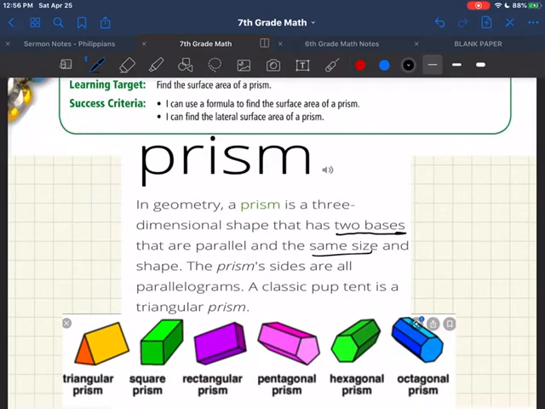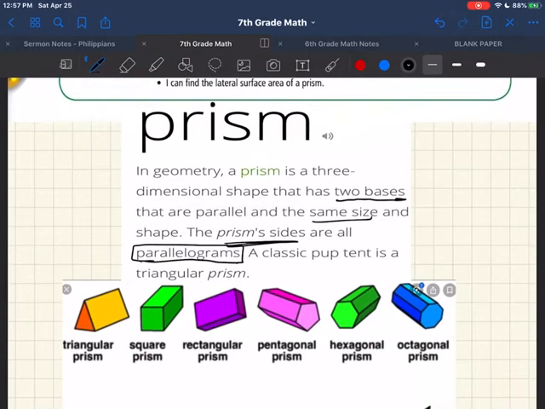The prism's sides are all parallelograms, and this is the key to what makes a prism a prism. Let's look at some of these. These parallelograms, by the way, are called the lateral faces. We'll get to that.